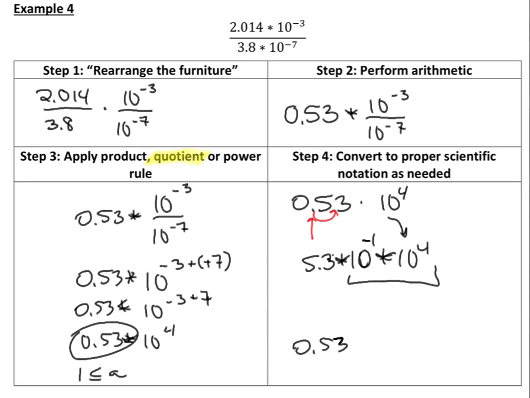So now we can go ahead and apply the product rule. Well, we haven't used it yet, but we can apply the product rule here. So we have negative 1 plus 4, so that's going to become 3. So my final answer is 5.3 times 10 to the 3rd power.